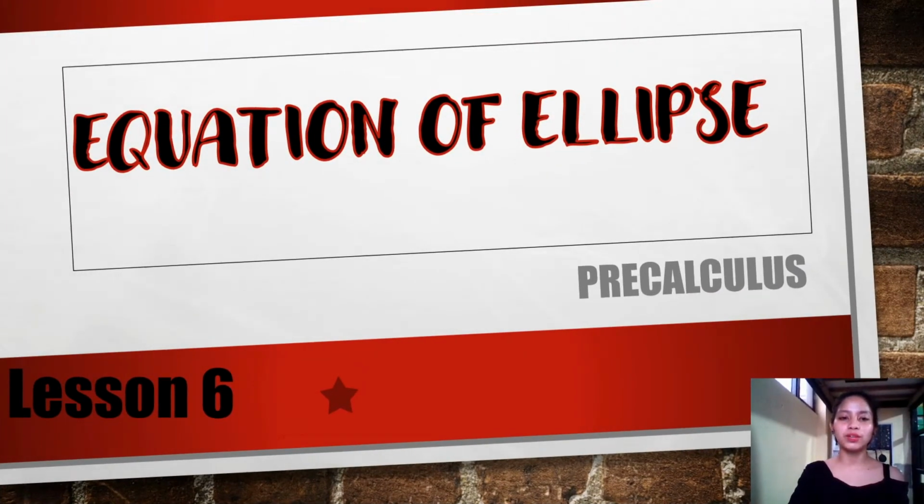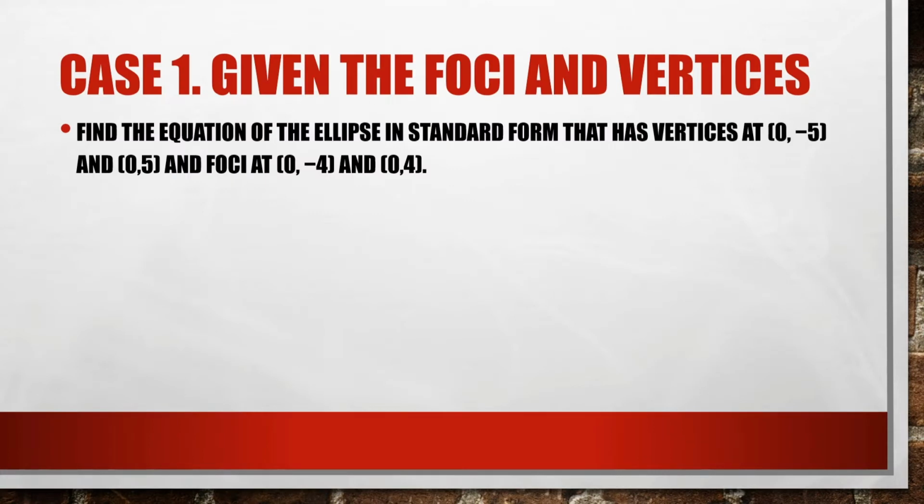Hi, welcome to our next video lesson number 6, equation of ellipse. So for case 1, given the foci and vertices, find the equation of the ellipse in standard form that has vertices at (0, -5) and (0, 5), and foci at (0, -4) and (0, 4).